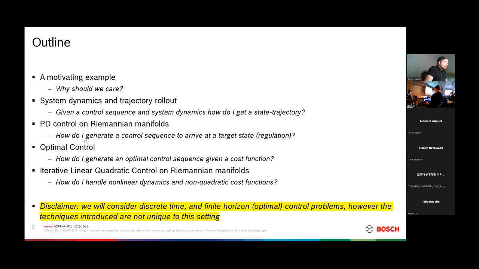In the second part of my talk, I will talk mostly about optimal control and how we can still implement very popular methods such as iterative LQR on Riemannian manifolds quite easily. And just a small disclaimer, I will consider only the discrete time case and the finite horizon setup, which is very popular and important for robotics. But I believe that the techniques that I will show you today can be easily applied to other settings as well.